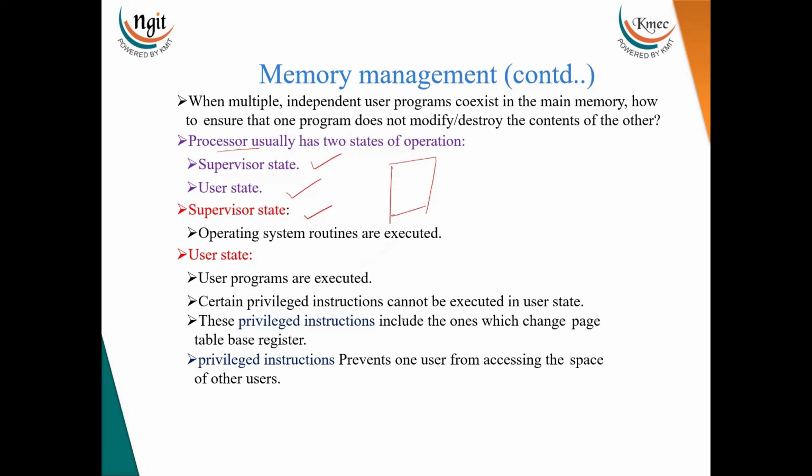These privileged instructions include the ones which change the page table base register. If we try to change the base register content, then immediately it will switch from one user space to another user space. This is nothing but protection. So, protection is also done by the OS.